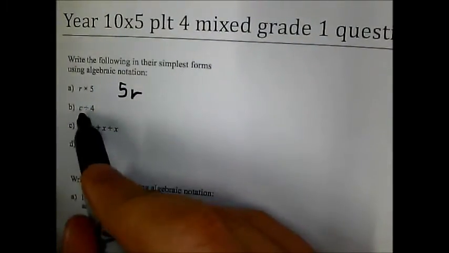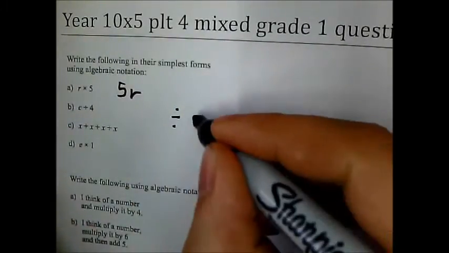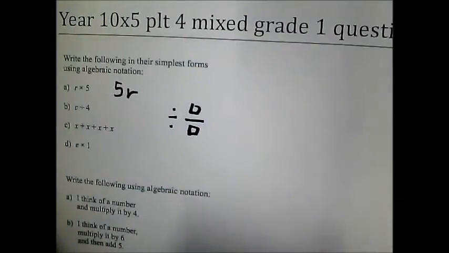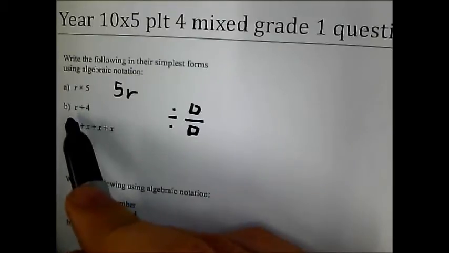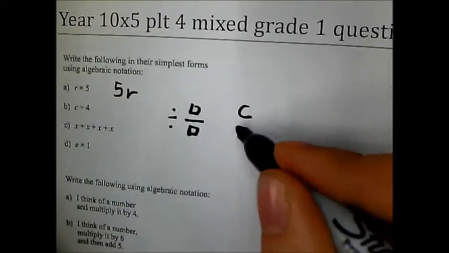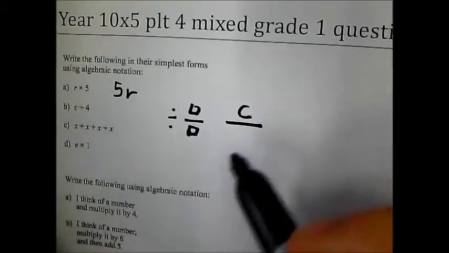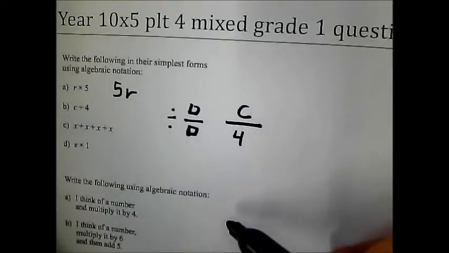Okay, with division, the divide sign looks like a fraction. So you write it as a fraction. The first thing to the left of the division is the number on the top, so in this case c, fraction sign. The one to the right of the division sign goes underneath, 4. So this is written as c over 4.